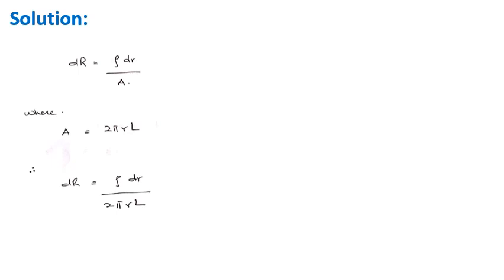To calculate R, we will proceed as dR is equal to rho dr over A, and we know the value of A is 2 pi r L. For cylindrical shapes, the area is given as 2 pi r into L, that is radius of the cylinder into the length of the cylinder. So dR is equal to rho dr over 2 pi r L.